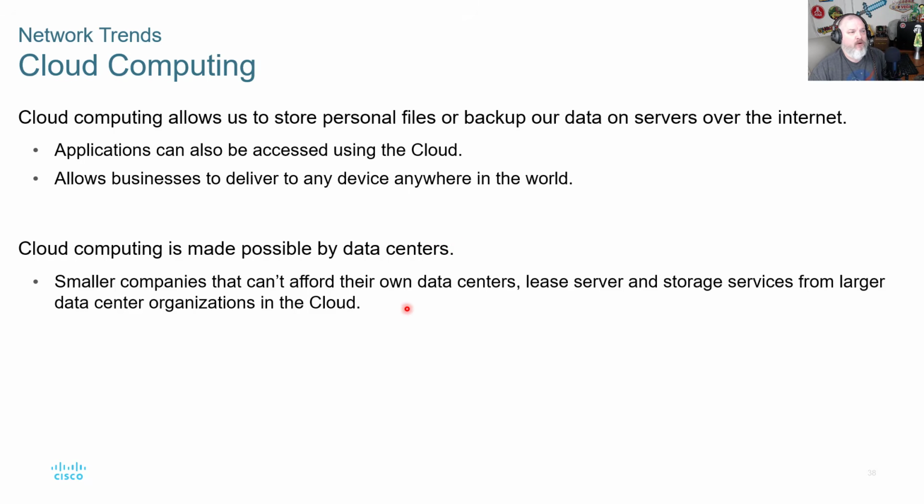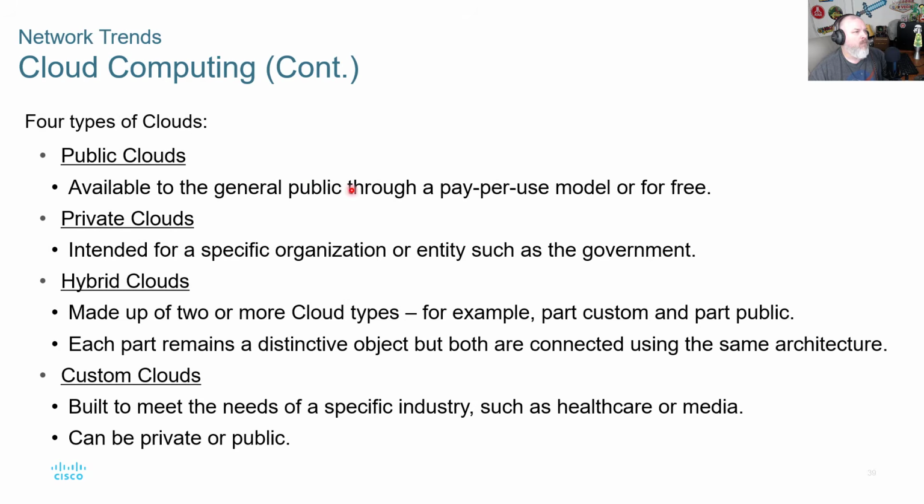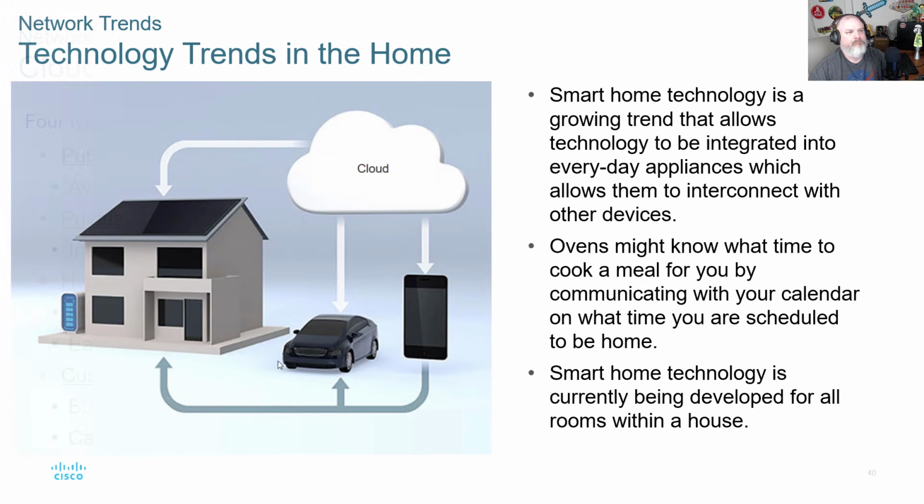Small companies that can't afford data centers lease server and storage services from larger data center organizations like Microsoft and Cisco and Amazon that provide those services. You have public clouds. Those are usually available to the general public through pay-per-use. Private clouds are usually for the government or specific organizations. Hybrids can be a combination of those. And then you have custom clouds, such as healthcare or media. They can be either private or public.